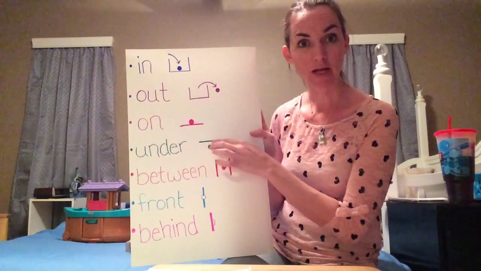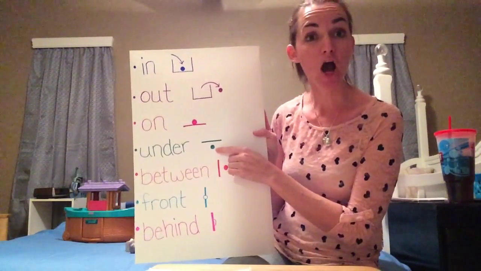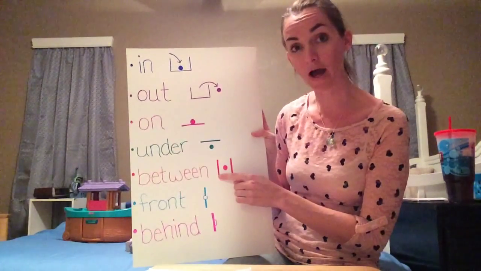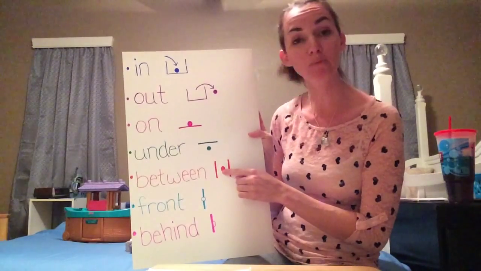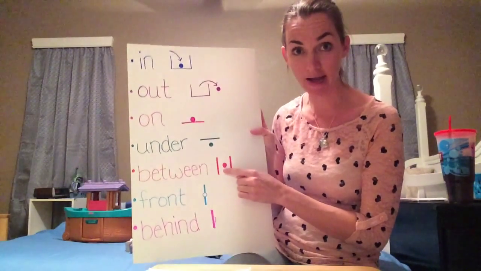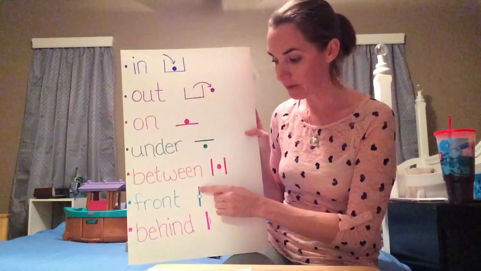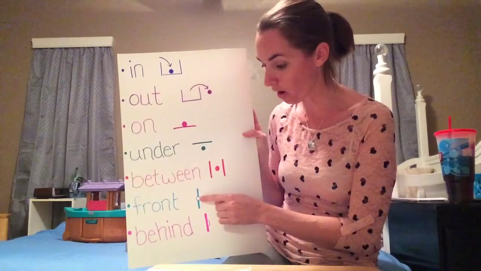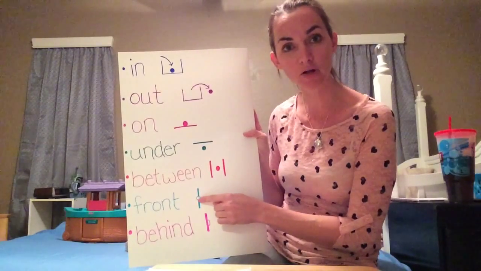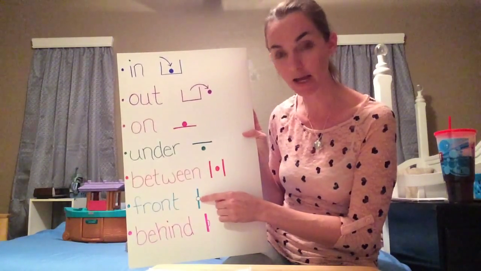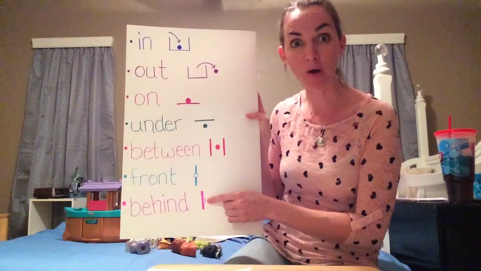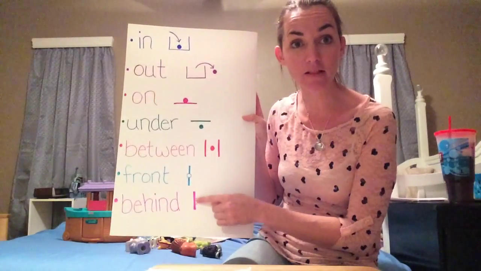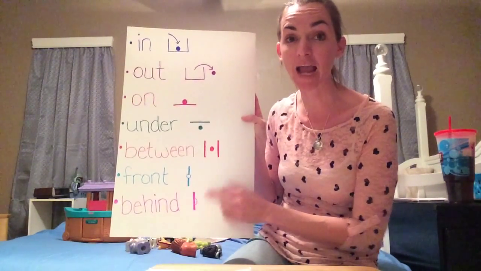Oh, now we have another line. And our ball is under the line. Oh, now we have two lines. Look, 1, 2, we have 2 lines. And our ball is between the lines. Oh, now we have a line. And our ball is in front of the line. See how our ball covers up part of the line. It's in front of the line. Oh, now our ball is hiding. It's behind the line. It is hiding.